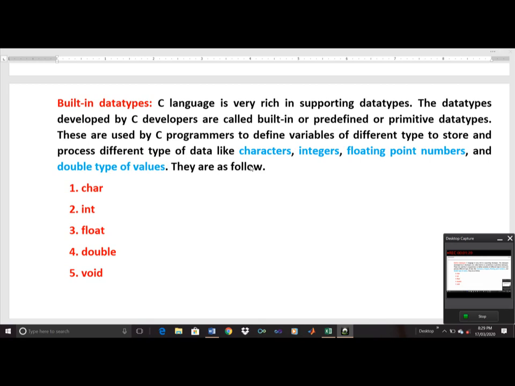They are as follows: char, int, float, double, void. Now we discuss all the five in detail. First, in today's class we discuss only the char.